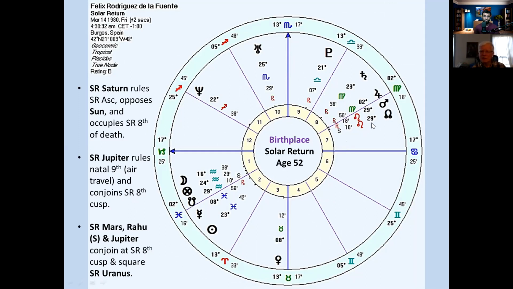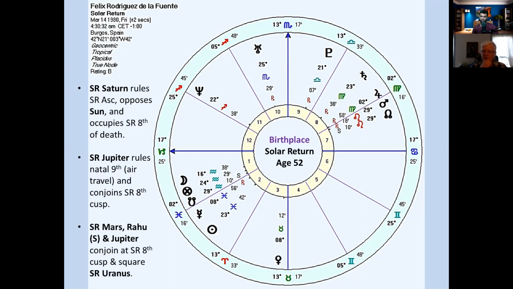I'll repeat it. I use the true node in solar returns, because I want to see whether it's stationary or not. If the true node is stationary in your solar return, it almost always means a major, dramatic, life-altering event of some type. Sometimes it's like this, he had a plane crash or severe illness. Sometimes it's not so negative.